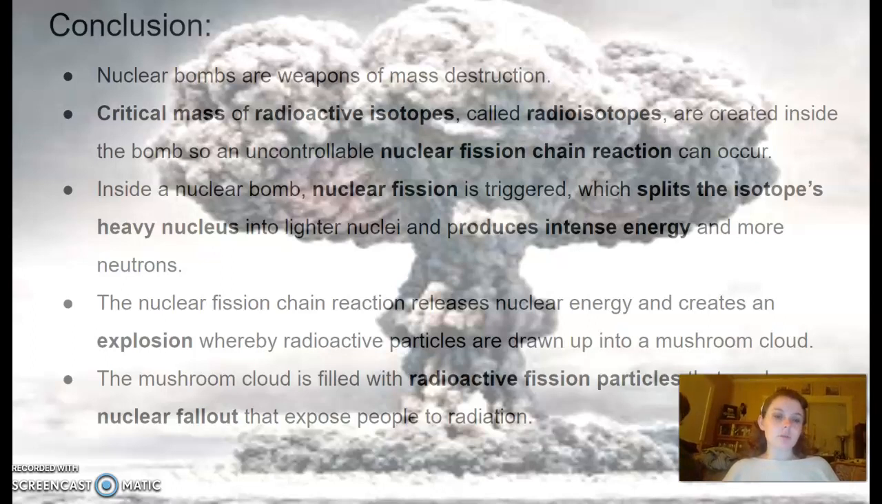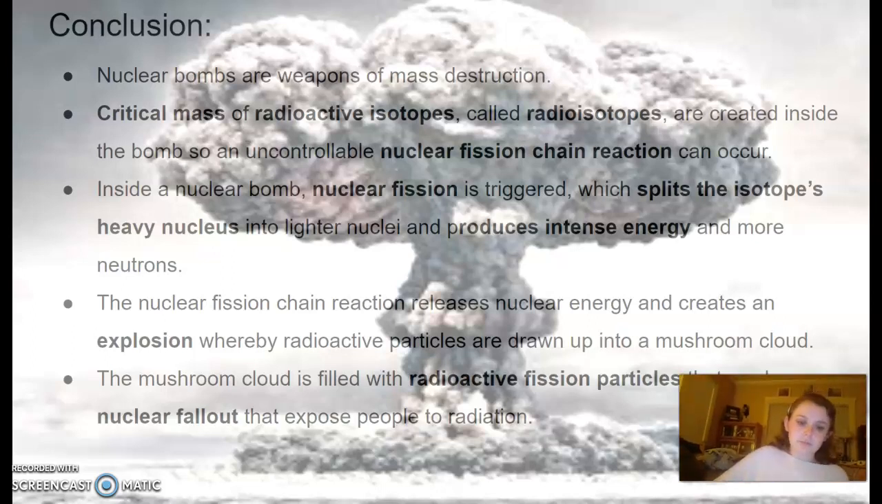Conclusion. Nuclear bombs are weapons of mass destruction. Critical mass of radioactive isotopes called radioisotopes is created inside the bomb so an uncontrollable nuclear fission chain reaction can occur. Inside the nuclear bomb, nuclear fission is triggered, which splits the isotope's heavy nucleus into lighter nuclei and produces intense energy and more neutrons.